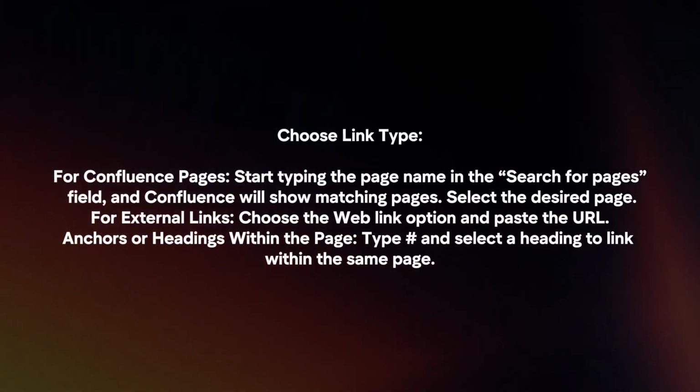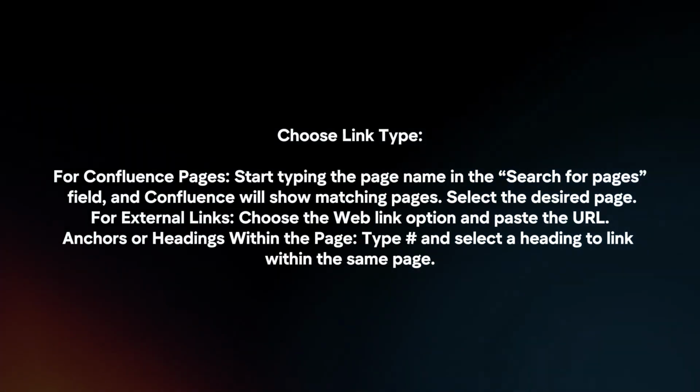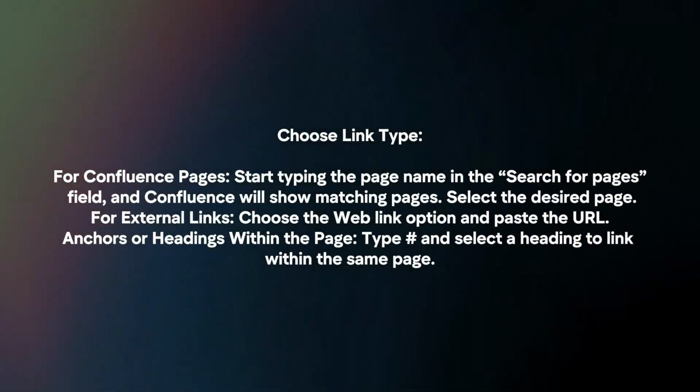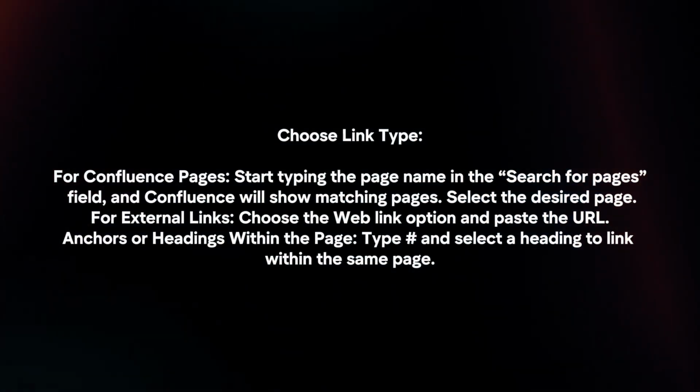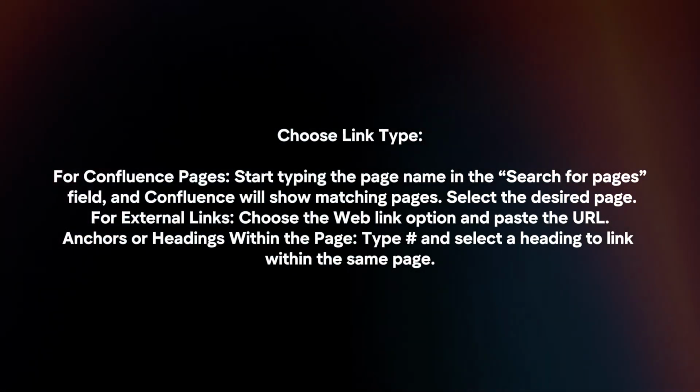Choose link type. For Confluence pages, start typing the page name in the Search for Pages field, and Confluence will show matching pages. Select the desired page. For external links, choose the web link option and paste the URL.